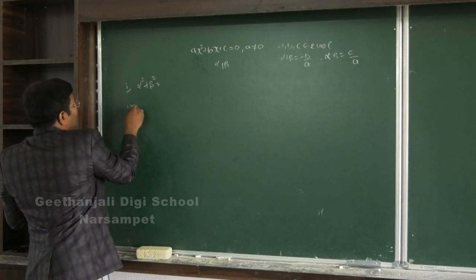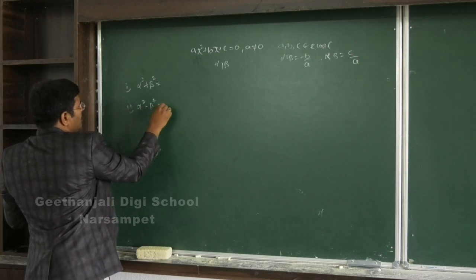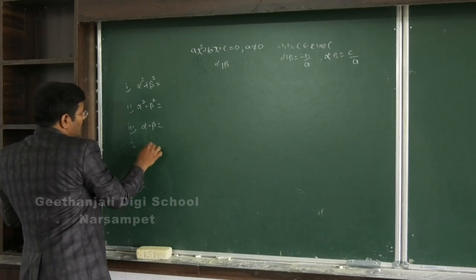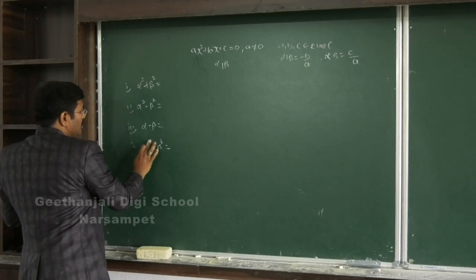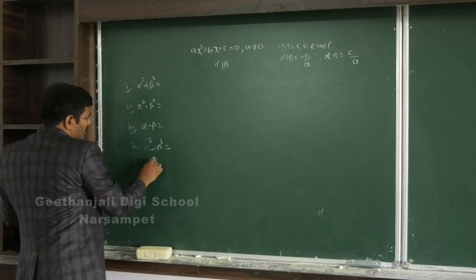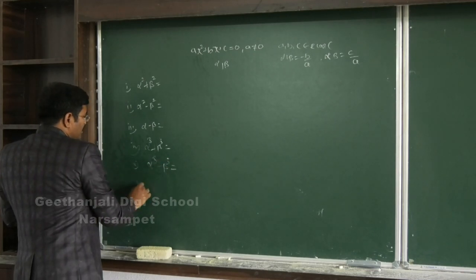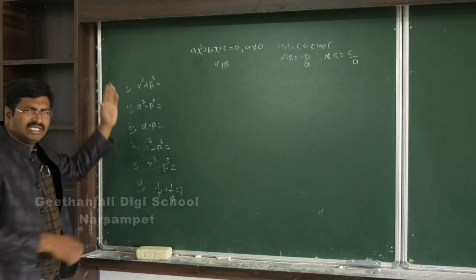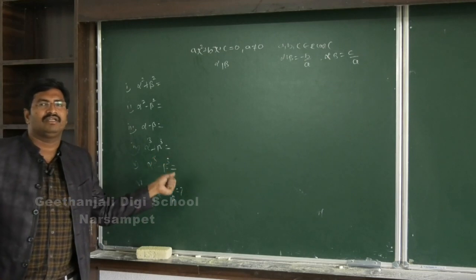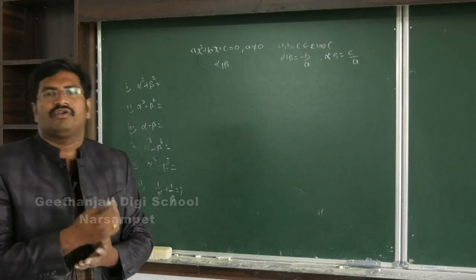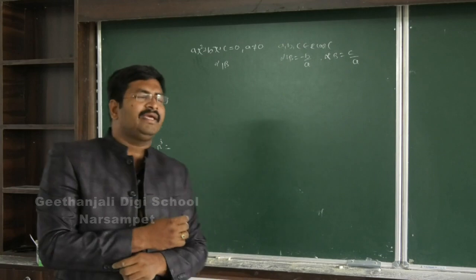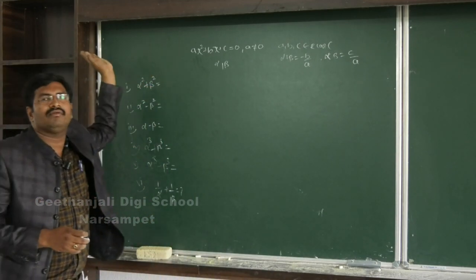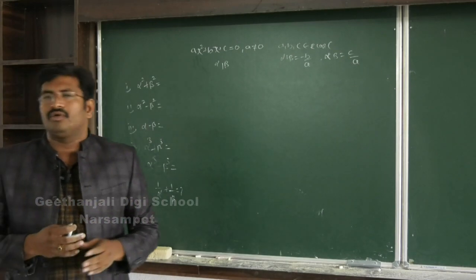We need to find the values of alpha square plus beta square, then alpha square minus beta square, alpha minus beta. Fourth one, alpha cube plus beta cube. Fifth one, alpha cube minus beta cube. Sixth one, 1 by alpha plus 1 by beta. Like that you can solve many values, 1 by alpha square plus 1 by beta square, 1 by alpha cube plus beta cube. We will see the derivation of these values, then a similar problem, and then we will do the worksheet.